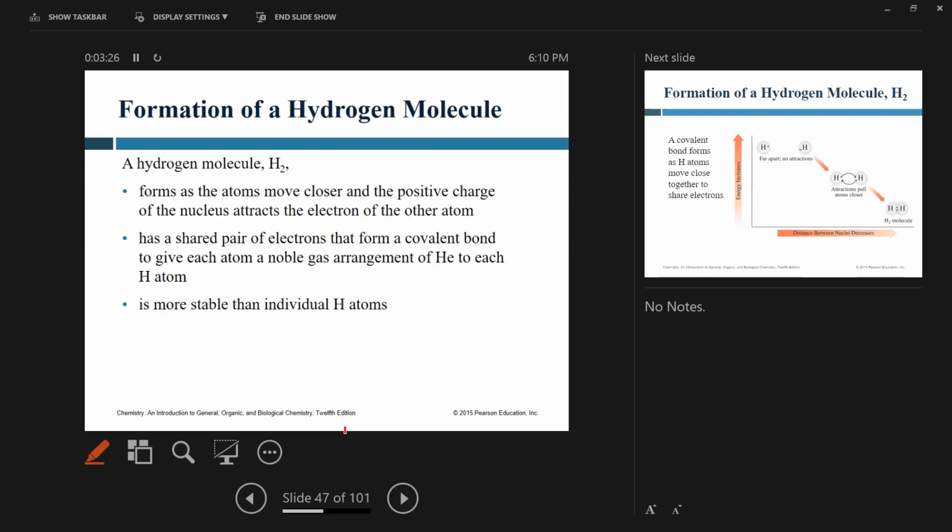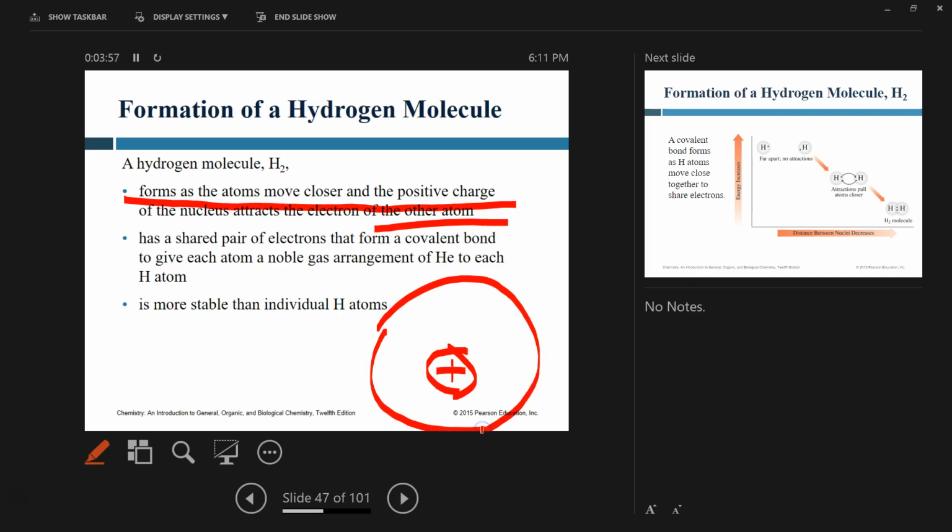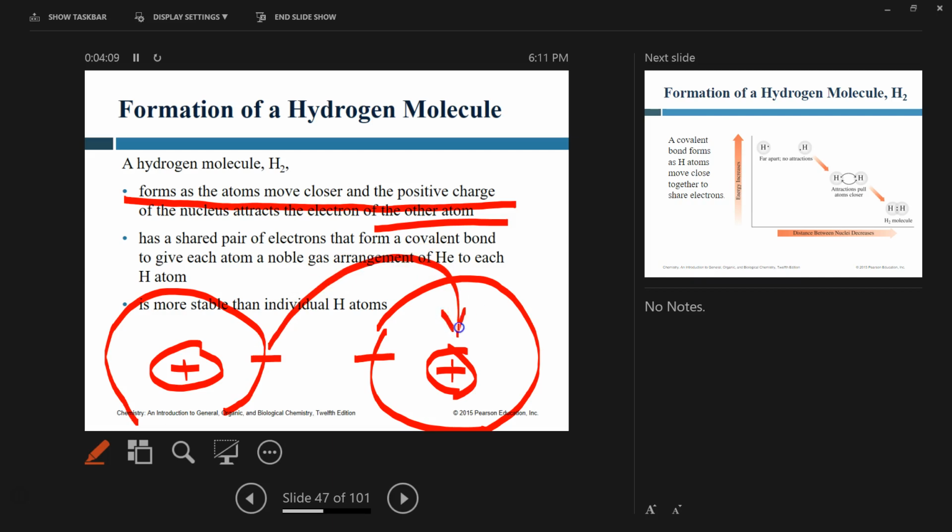So let's take, as an example, the process of formation of a hydrogen molecule. So atoms of hydrogen move closer and closer together. Remember that nuclei of hydrogen atoms are positively charged. So they start to attract electrons of the other atom. So here you have a positively charged nucleus. Here you have a negatively charged electron. Here is another positively charged nucleus and negatively charged electron. This electron gets attracted to this nucleus. This electron gets attracted to this nucleus as these atoms are moving closer together.